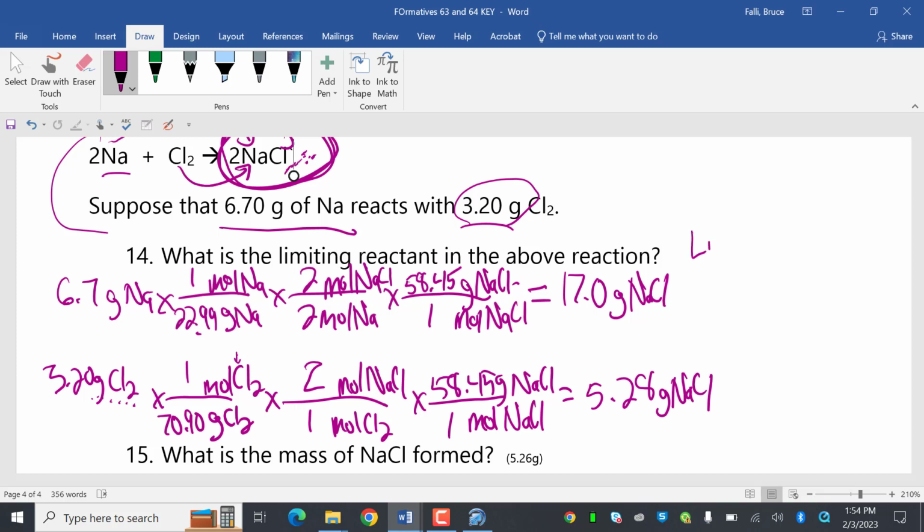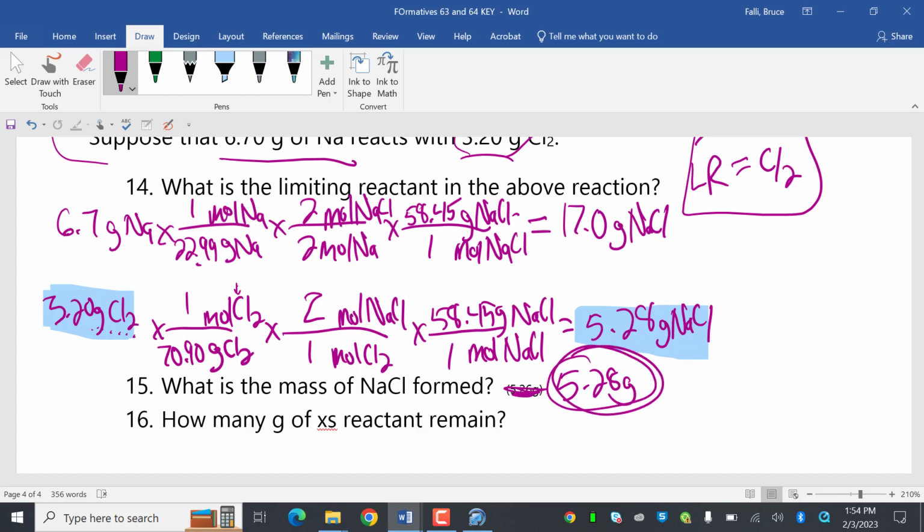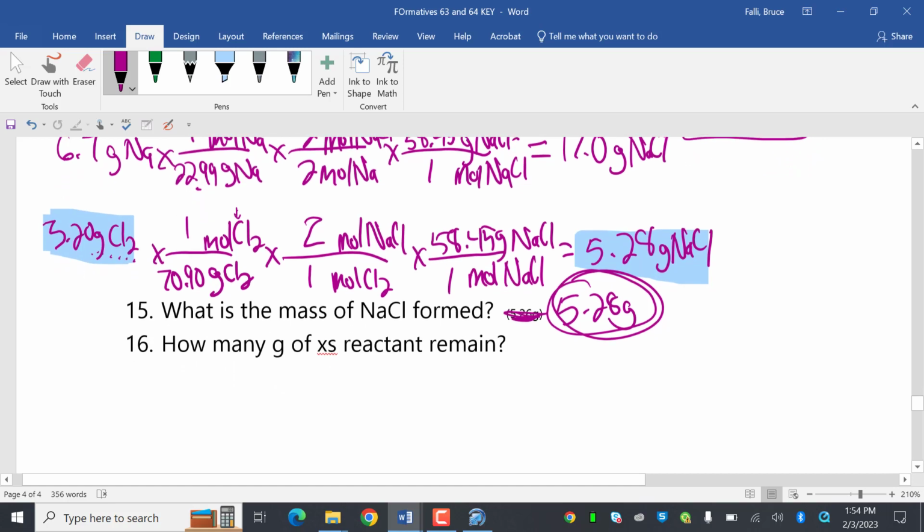The limiting reactant is the reactant that made the smaller number. So the limiting reactant is chlorine. It's nice and easy to find, and circled. What mass of NaCl forms? This says 5.26, but I'm going with 5.28 for mine. 5.28 grams, that's the smaller number. So when you do your limiting reactant, usually you do two of them at once. All right, how many grams of excess remain? So remember to do that.